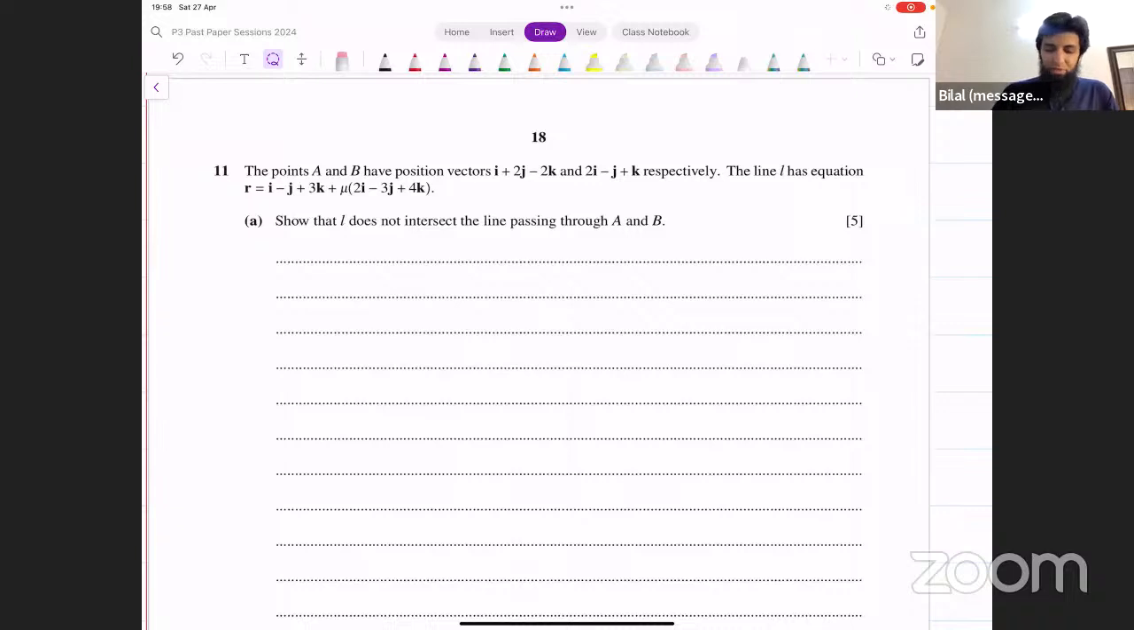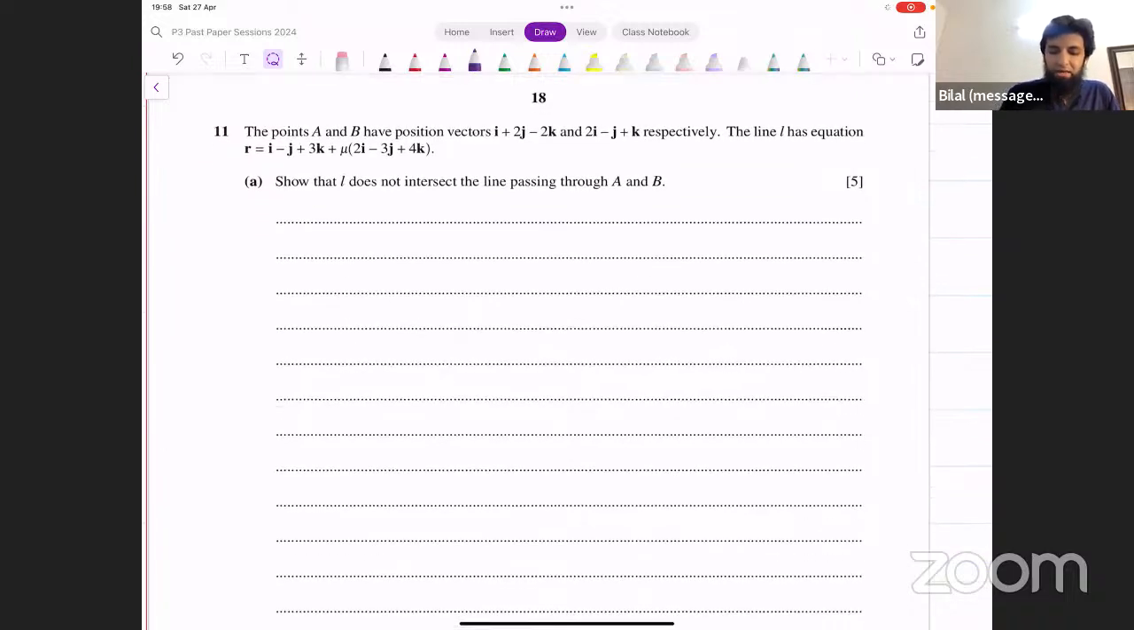Question number 11 says the points A and B have position vectors i plus 2j minus 2k and 2i minus j plus k respectively. The line L has this equation. Show that L does not intersect the line passing through A and B. Now that's a standard vectors question. How do you solve problems like these?